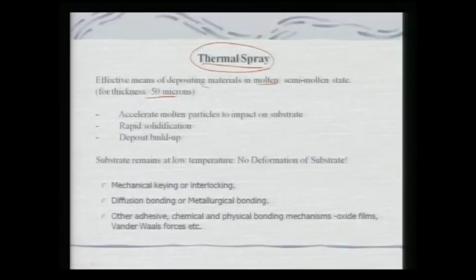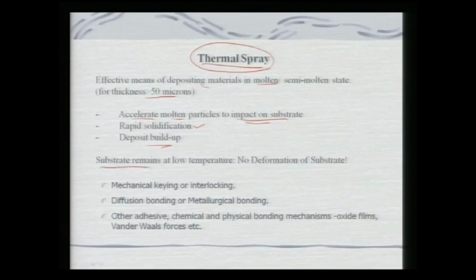In thermal spraying, the molten particles are accelerated, and then they impact onto a substrate. They are heated while they are in flight. Upon impact with the substrate they undergo rapid solidification, which results in the deposition or buildup of the coating.